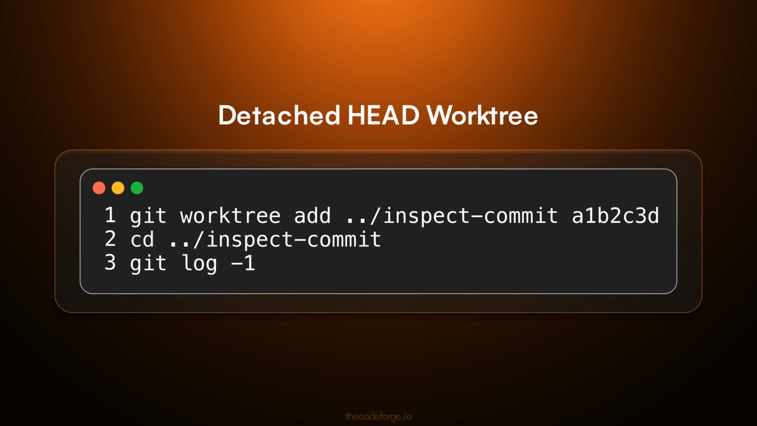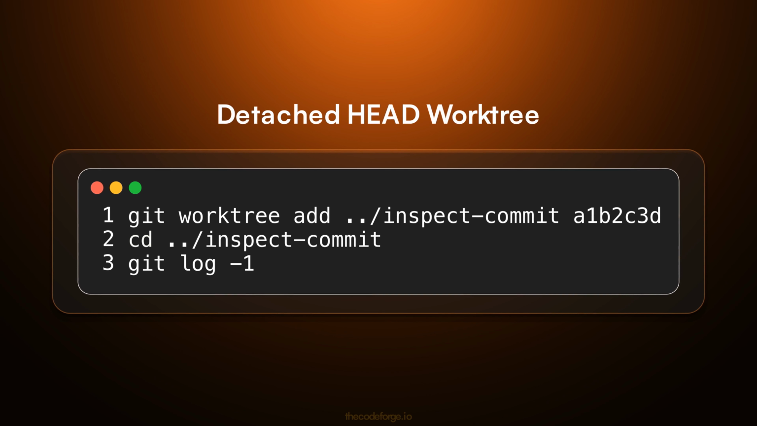You can create a worktree at a specific commit, detached HEAD, for quick inspection without affecting any branch. This is useful for reviewing old commits or debugging without branch conflicts.